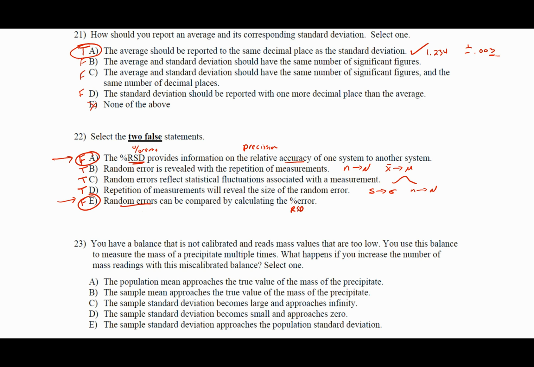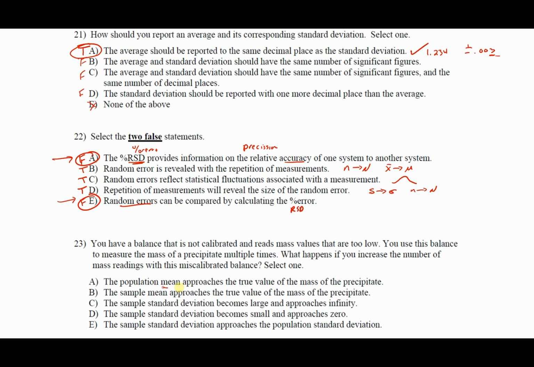23. You have a balance that's not calibrated and reads the masses too low. You use this balance to measure the mass of a precipitate multiple times. What happens if you increase the number of mass readings with this miscalibrated balance? The population mean approaches the true value of the mass of the precipitate. Okay.